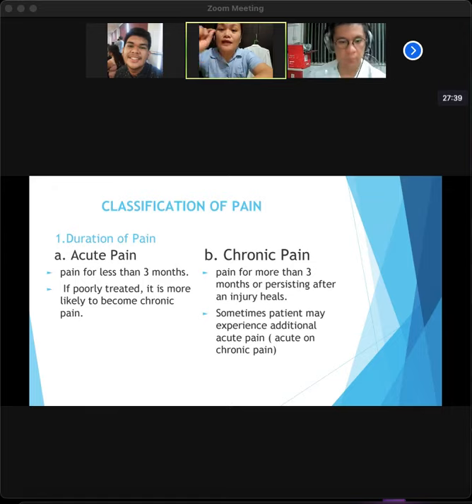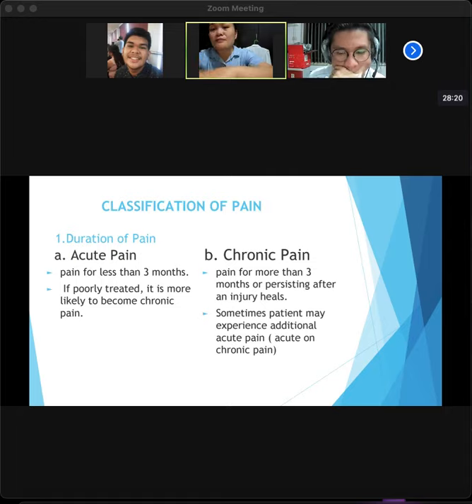If the patient has acute pain, then the pain will be less than 3 months. Acute pain is mostly poorly treated, and if it's poorly treated, it is more likely to become chronic pain. Remember, if it's less than 3 months, then it's acute. However, if it's more than 3 months, it can be chronic pain, or persisting after an injury heals.